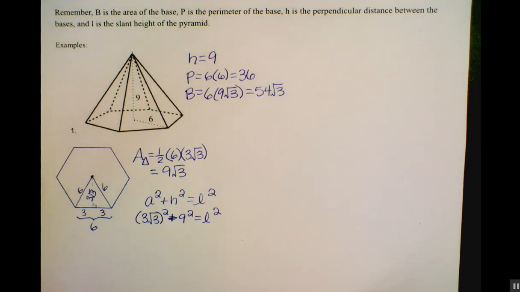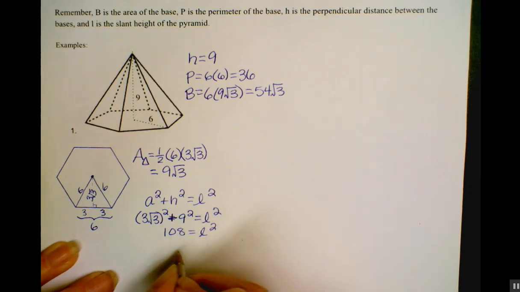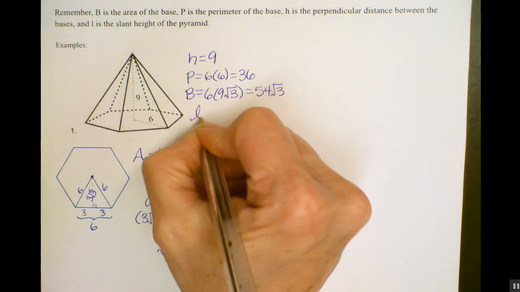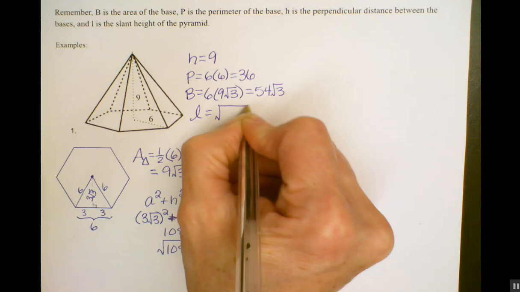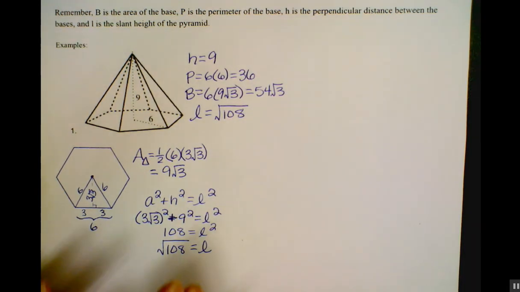And now onto the calculator. 3 square root 3 squared plus 9 squared gives us a value of 108. So 108 equals L squared, which means L would be the square root of 108. Now we could take the time to simplify this at this point, but it's not necessary to do so because that's not our end result. Remember, we had to find L so that we can determine the surface area for this particular pyramid. So in this case, I'm just going to leave that L in that square root form.